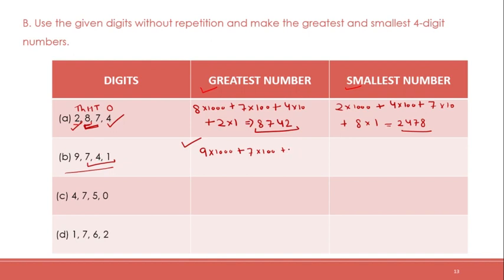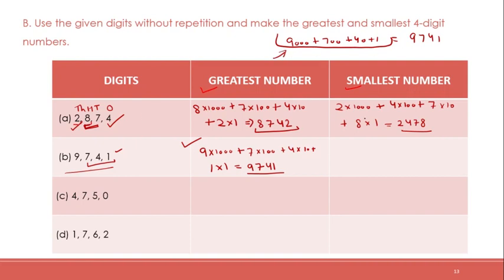between 4 and 1, which is greater? 4. 4 times 10 plus, now we are left with 1 only. Then 1 times 1. So if we multiply it, we'll get 9741. Although I am writing it here directly, I want you guys to multiply it like this: 9000 plus 700 plus 40 plus 1. So 9741. I'm just not writing this part here, but I want you guys to understand it.